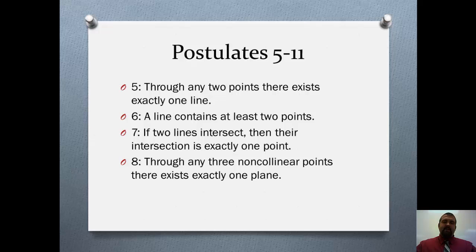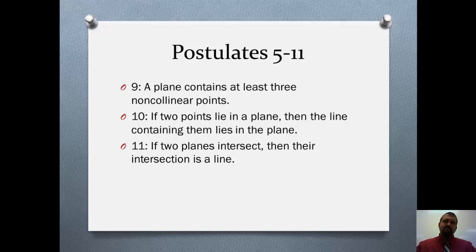Postulate 8, if I have 3 non-collinear points, there's exactly one plane. I know I said this before. I kind of introduced postulate 8 last chapter, but if I have 3 non-collinear points, they have to be on the same plane, and there's only one plane that can go through them. If they're all on the same line, there is actually an infinite number, and that's why it has to say 3 non-collinear points.